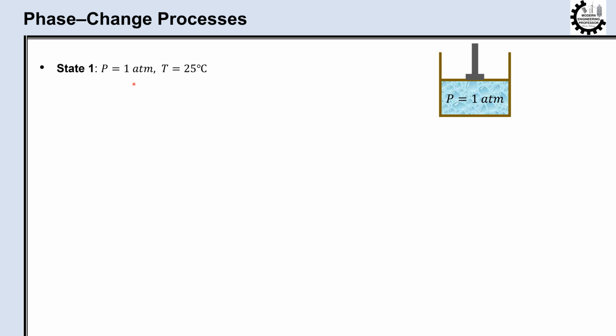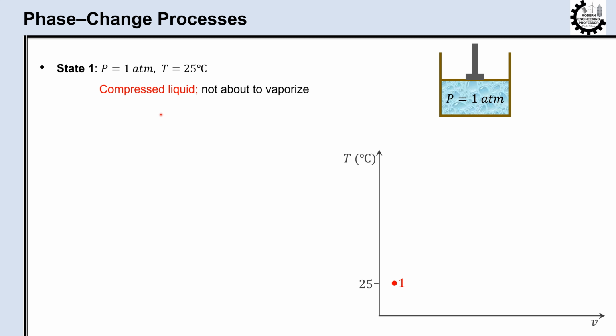Let's consider a cylinder piston system containing water, designed so the piston will maintain the pressure constant at 1 atmosphere. By changing the temperature, the phase of water will change. Let's start at state 1, where water is at room temperature of 25 degrees Celsius and exists in the liquid phase, called a compressed liquid, defined as it is not about to vaporize.